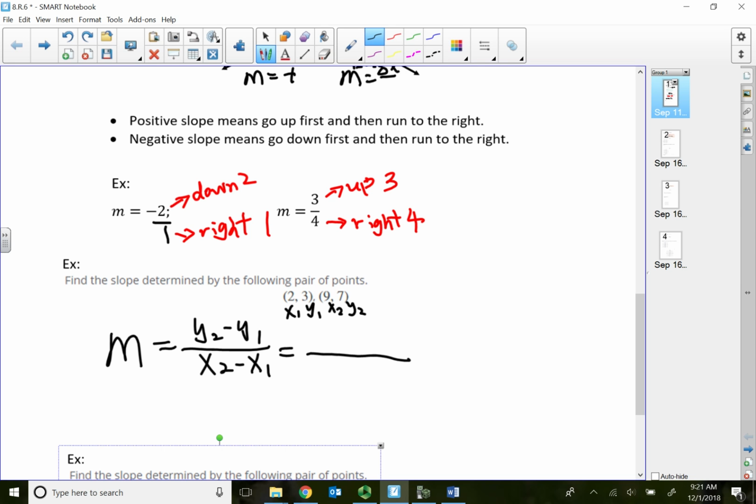So y2 minus y1. My y2 is 7 minus my y1 is 3, over x2 is 9 minus x1 is 2. So that will give me 4 over 7. That will be my slope. So what my slope is saying is we will go up 4 and to the right 7 to go from one point to the next point on the graph.